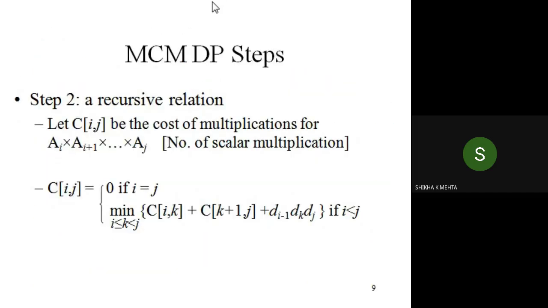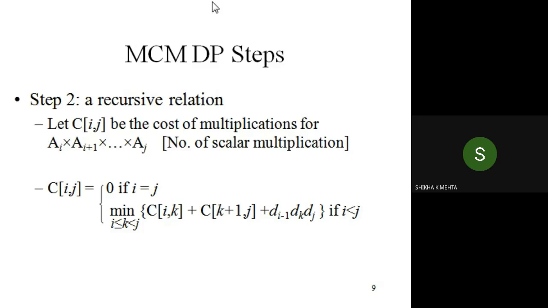So the recursive relation: how do we find out the recursive relation? How do we repeatedly perform this particular task? Let Cij be the cost of multiplication for matrices Ai up to Aj, that is the number of scalar multiplications. Because dynamic programming is a bottom-up approach, why are we applying the recursive relations? Because it helps us in getting the previous values. When we are able to find the solution to the subproblems, then we can use their results in order to compute the output for the complete problem.